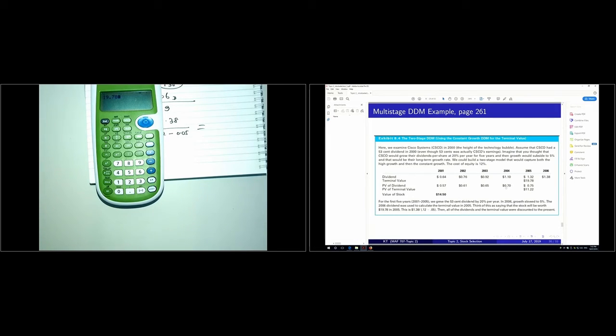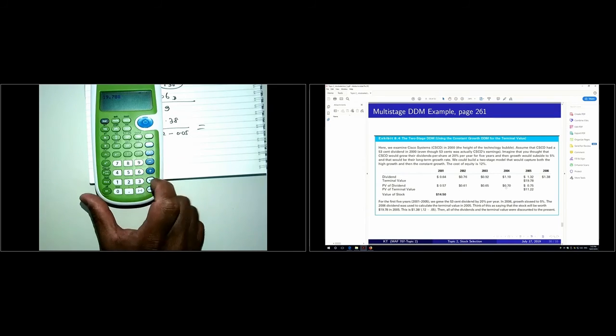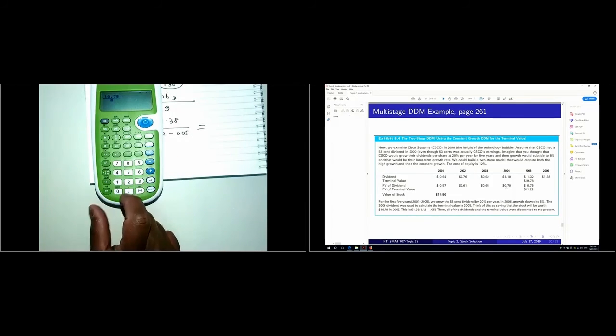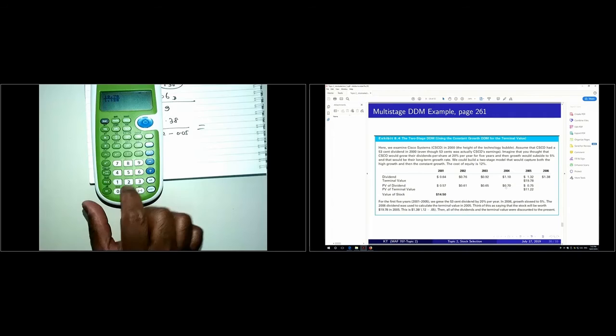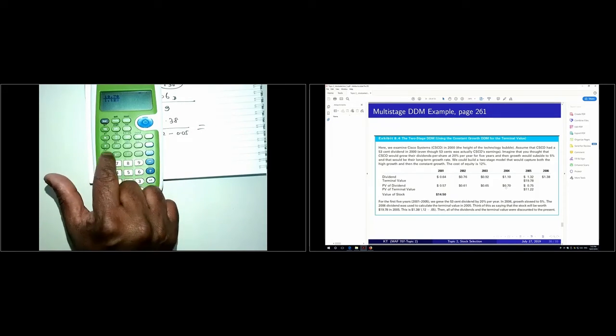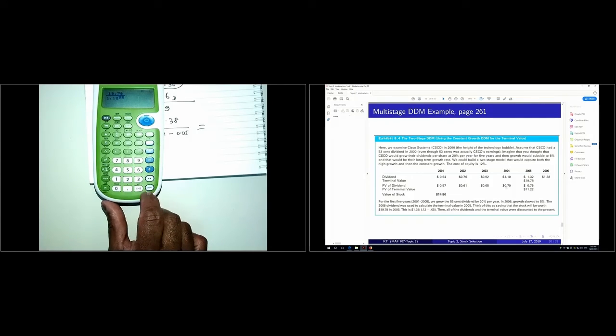We are making this terminal value calculation at the end of 2005. Therefore, we should use only the 2005 discount rate. So what is the 2005 discount rate? I'll do a comprehensive question, so don't worry, you will understand that. 2005 discount rate is 1.12 to the power of 5, right? 11.22. That is what you get, right?